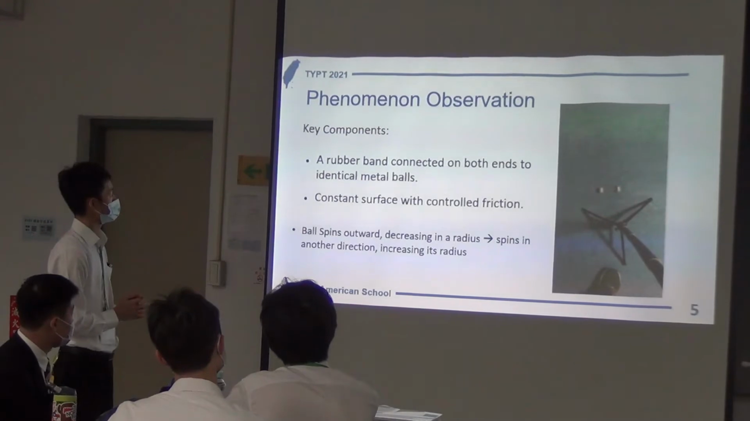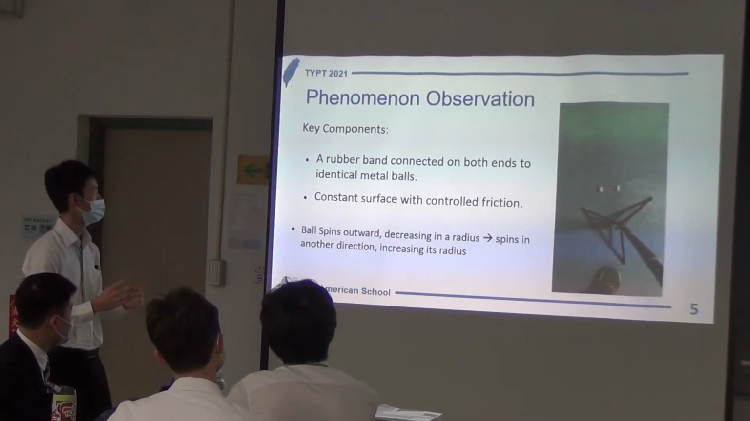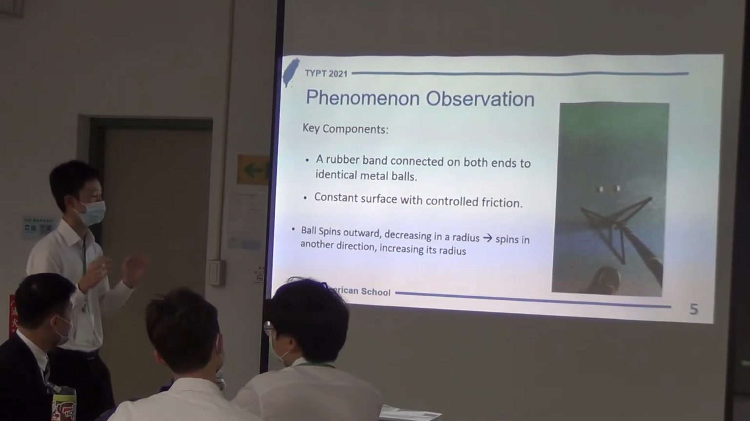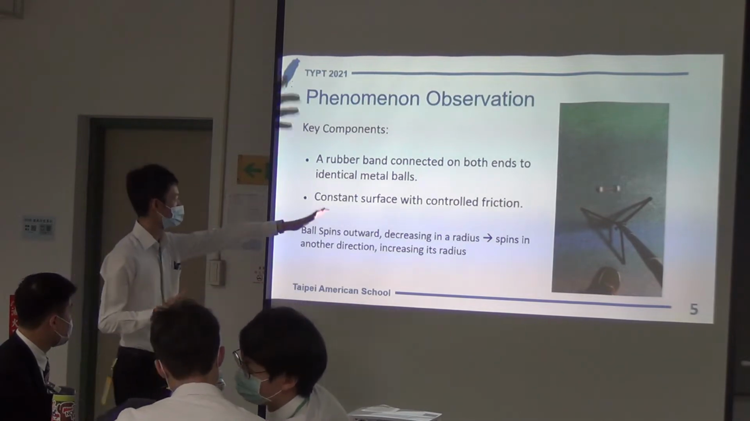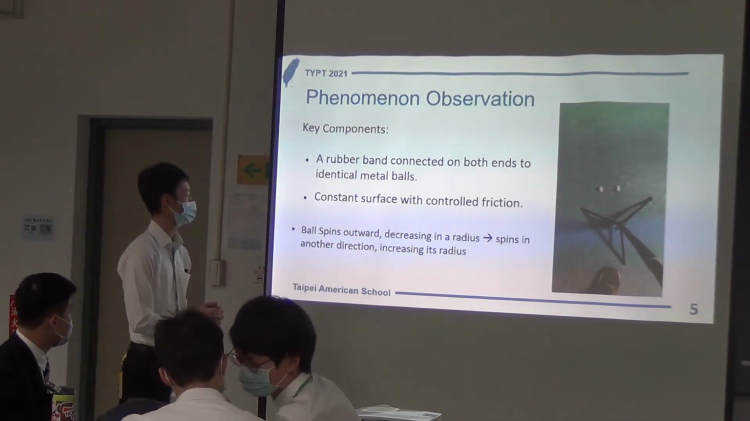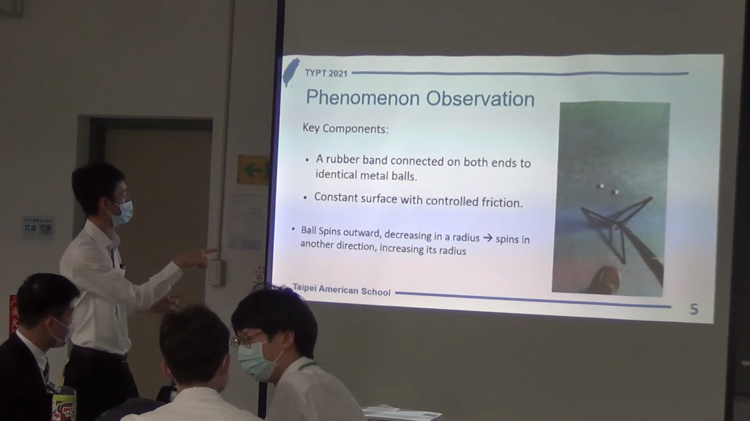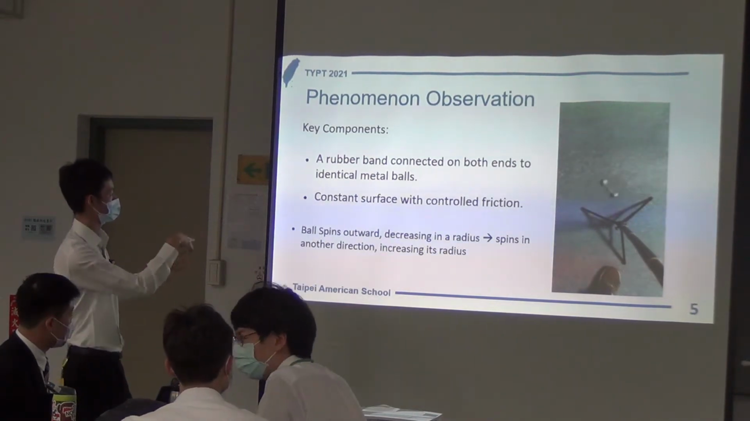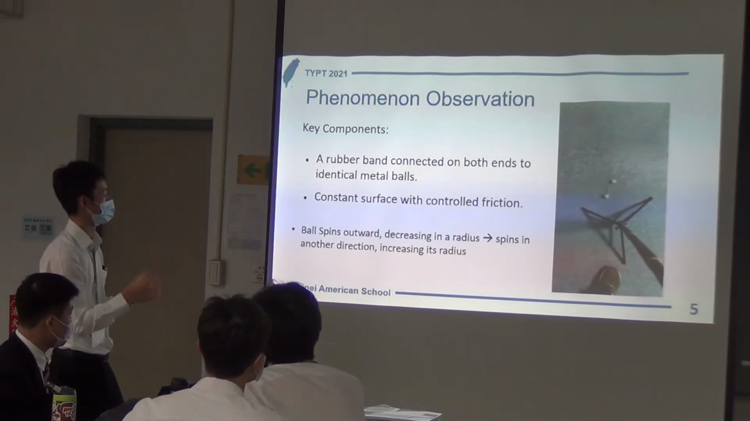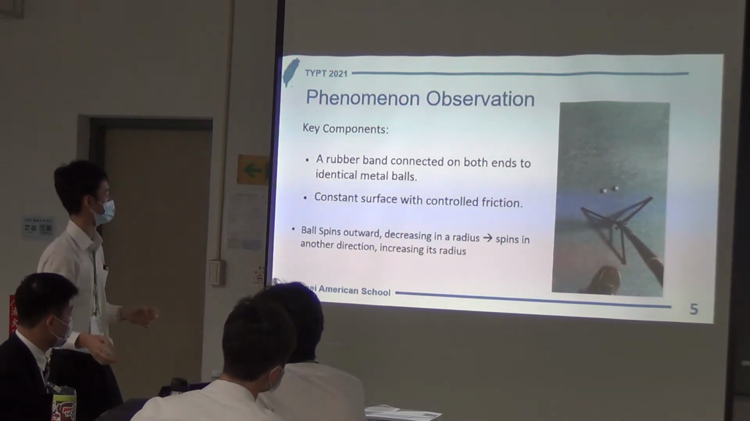So the key components of this observation are first a rubber band that is connected on both ends to identical metal balls. We also have a constant surface with controlled friction. So here you see initially the balls spin outward, and then they decrease in radius, and then they start spinning in the opposite direction with the balls' radius increasing too.